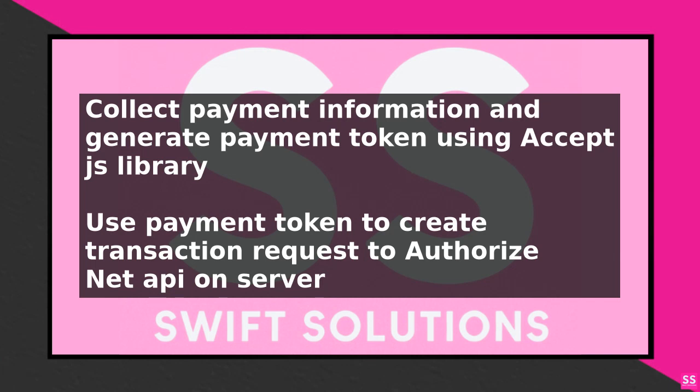Finally, handle the response from the Authorize Net API and update your database accordingly. If the transaction is approved, you can fulfill the customer's order, and if the transaction is declined, you can display an error message to the customer.